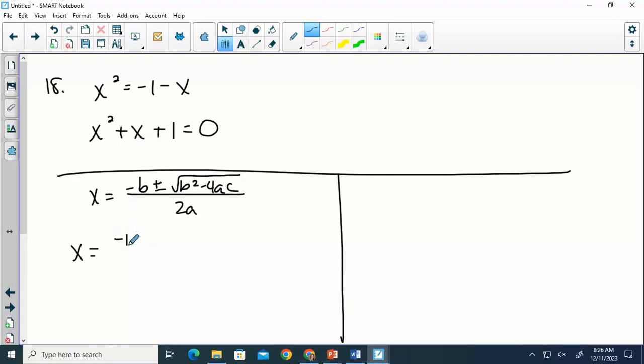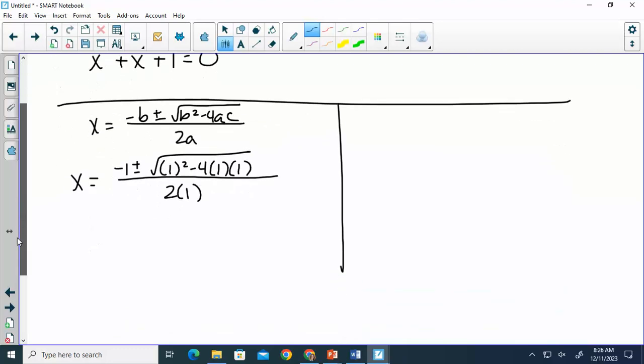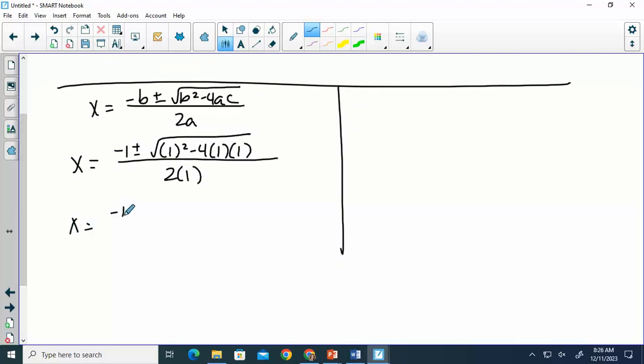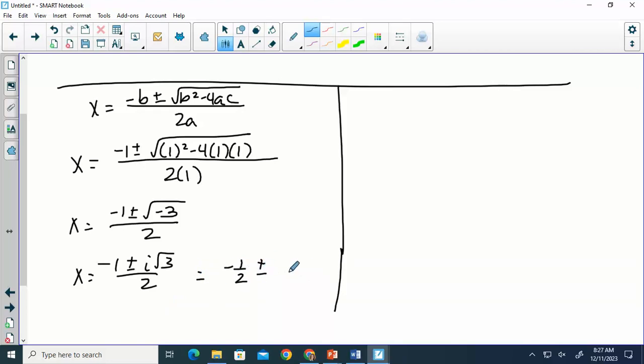So opposite of b would be negative 1 plus or minus the square root of 1 squared minus 4 times 1 times 1, all over 2 times 1. So 1 minus 4 is negative 3. So what would you do? And then because this one has an i, you do have to go ahead and split it up. So we would say negative 1/2 plus and minus the i radical 3 over 2. Yeah, I was right.